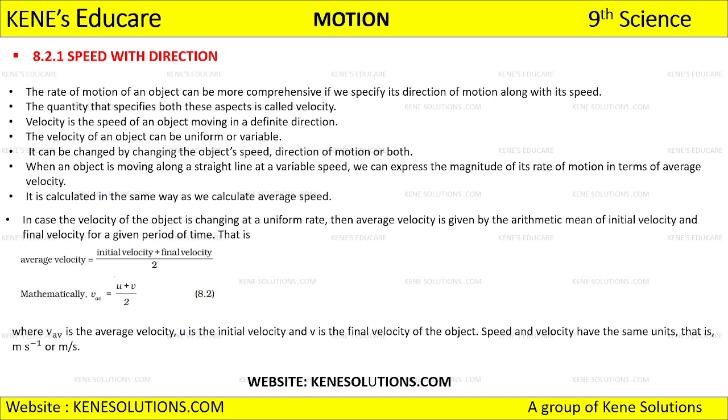What is the formula? Average velocity is equal to initial velocity plus final velocity divided by 2, and mathematically, if we have to write it, it becomes V_av. Average velocity is V_av, initial velocity is represented as U, and final velocity is represented as V, so it becomes U plus V divided by 2.